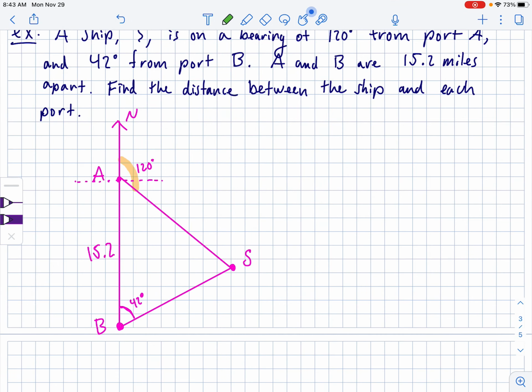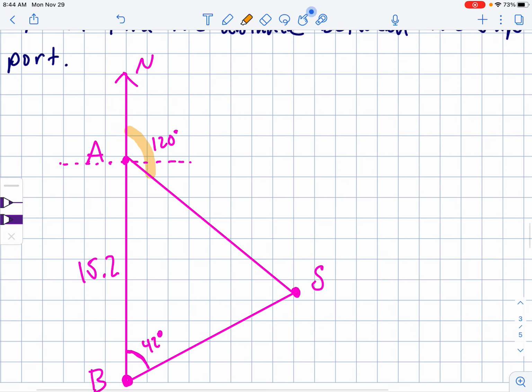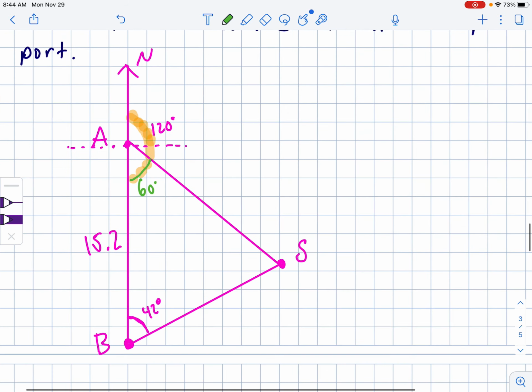Well, the first thing I'm going to do is add some extra angles in here, because I know that this 120 degrees, the other side of it will be what adds up to 180. So this side has to be 60 degrees. Another thing I should have mentioned in the beginning is that all three angles in a triangle have to add up to 180 degrees. So if you add 60 and 42, that's 102, which means that this last angle is 78 degrees.